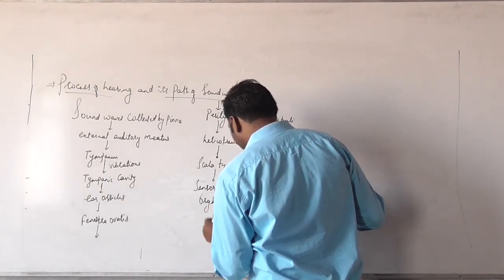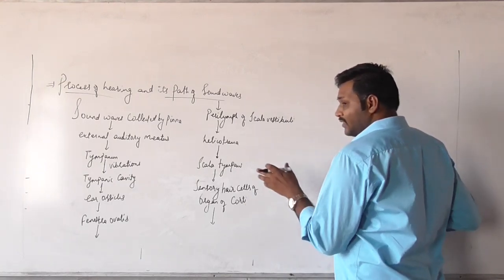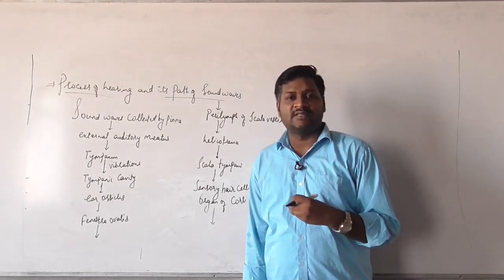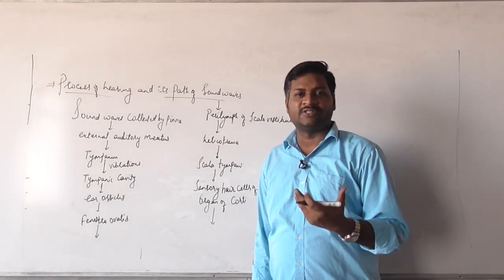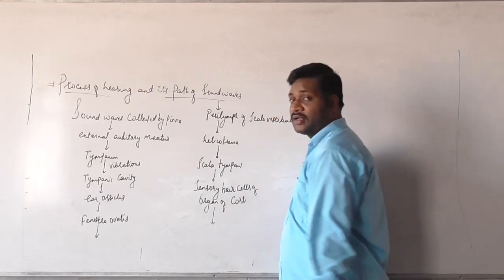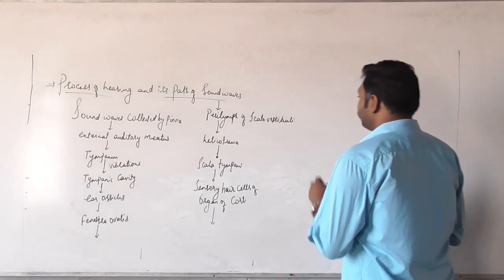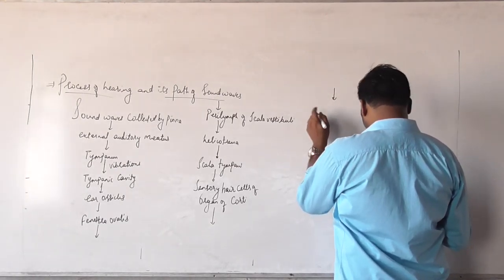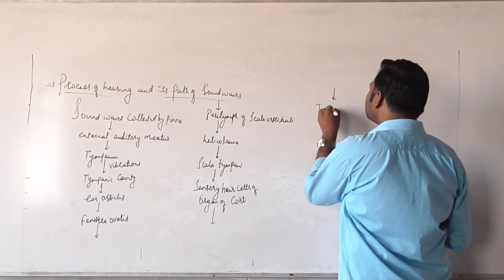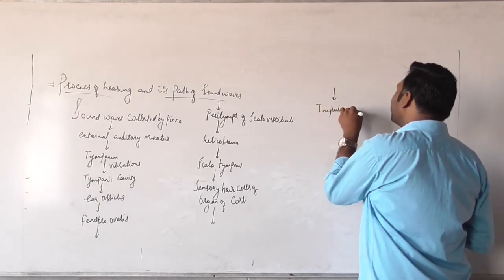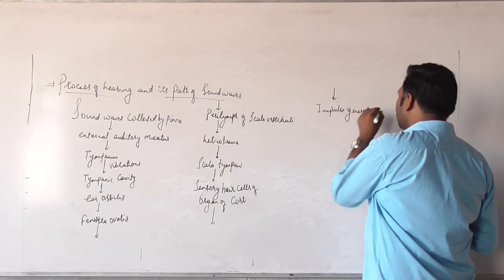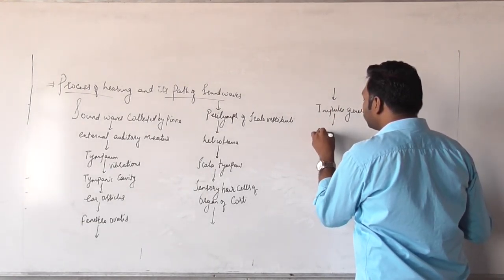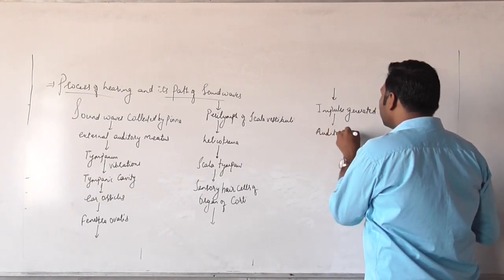Now from here, the impulse will be generated. The sensory hairs and the sensory fibers are there. What do they do? As they receive any kind of stimulus, and here the stimulus is in the form of vibration, whatever stimulus is generated over here will lead to the generation of impulses. So you can write here, next to that is the impulse generated. The impulse generated will be carried with the help of the auditory nerve.